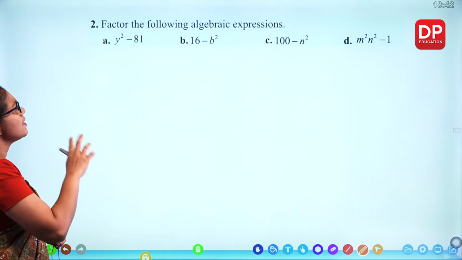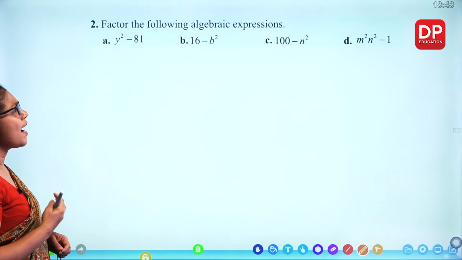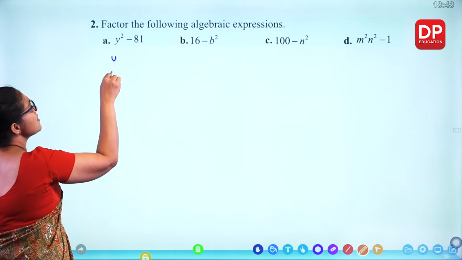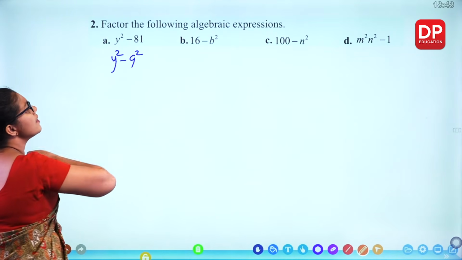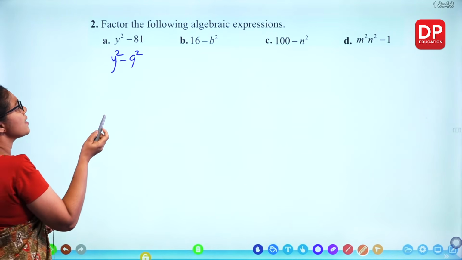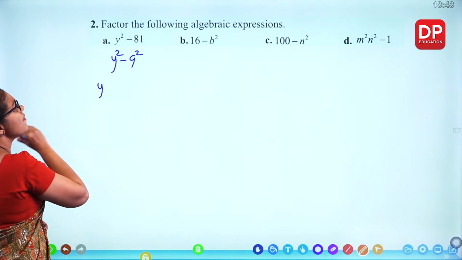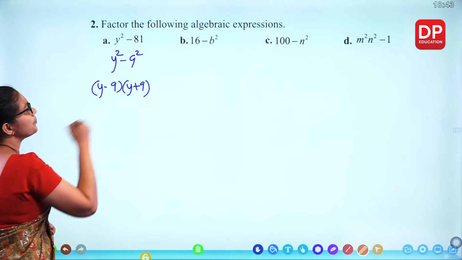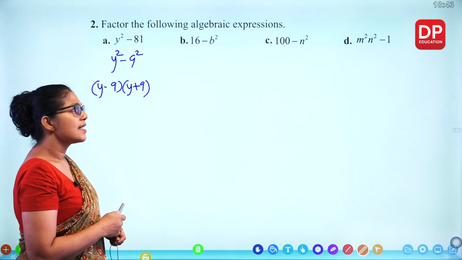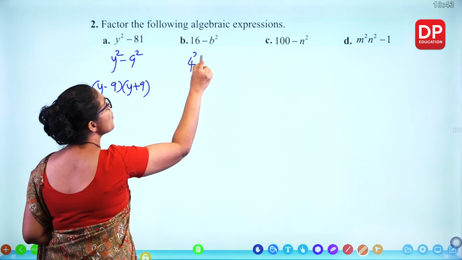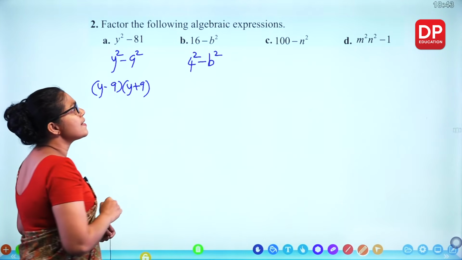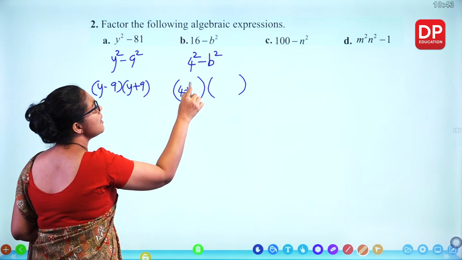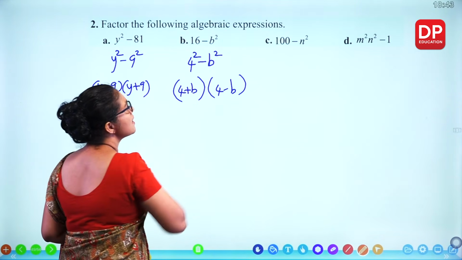So all of these got two terms. Now we have to see whether these are square terms. 81 is there. Yes, we can write as 9 squared. Difference between two square terms now. So straight away you can write y minus 9, y plus 9. What about this one? 16. You can write as 4 squared as 16. Then straight away you can write down 4 plus b, 4 minus b.